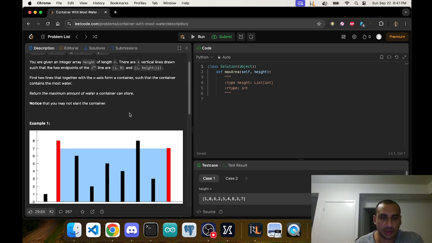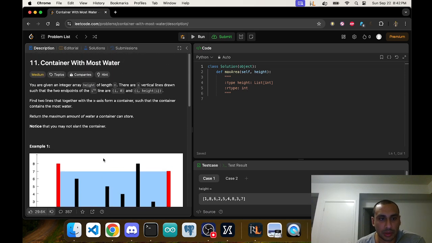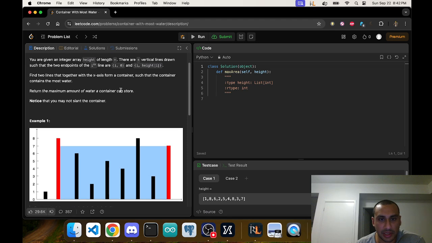So basically you're saying there's a bunch of lines on this plane, and we want to find out which line will hold the most water. Together with the x-axis they form a container such that the container contains the most water. Return the maximum amount of water a container can store. Notice that you may not slant the container.